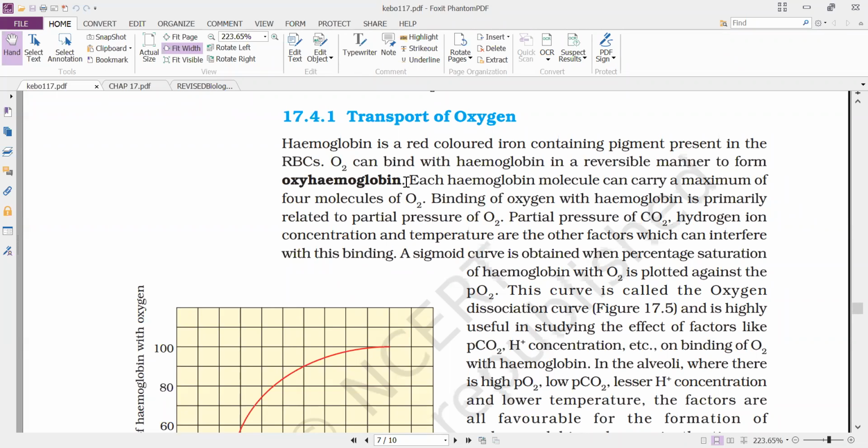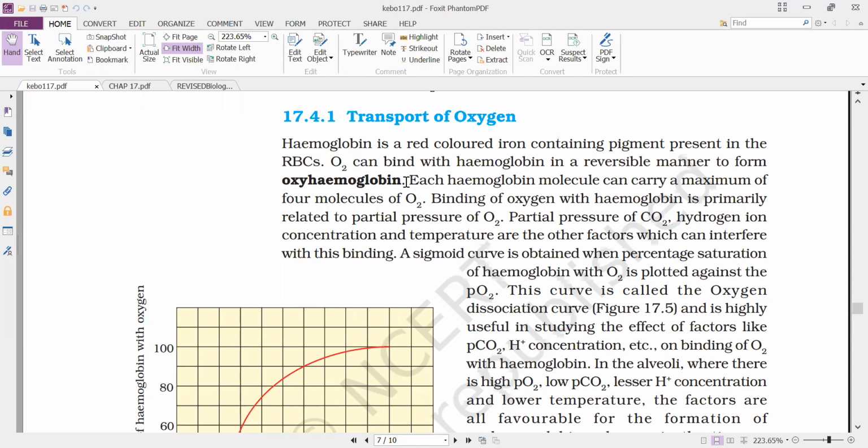So the factors that affect the binding of hemoglobin with oxygen are, first, the partial pressure of carbon dioxide, which has to be low. Next, the hydrogen ion concentration, H plus ions should be present in lesser amounts. And next, the temperature has to be low. If the temperature is high, the binding will be reduced.